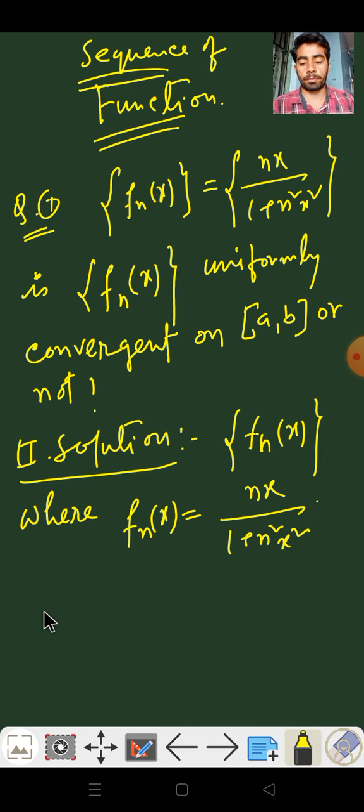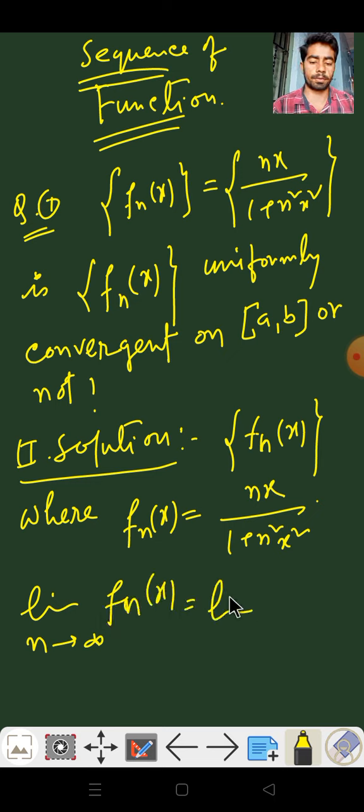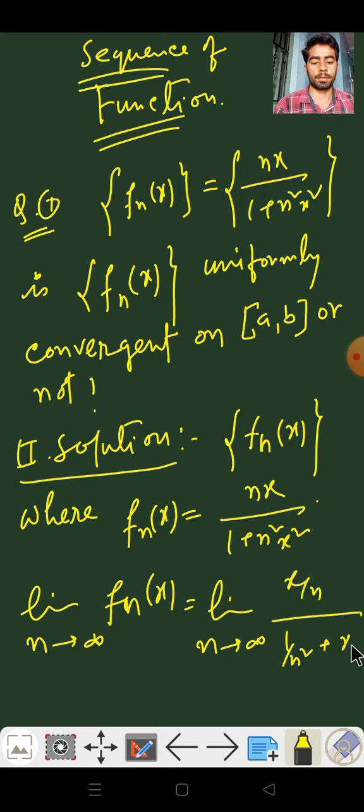Now we have to find the limit function, that is limit as n tends to infinity of f_n(x). If we divide the numerator and denominator by n square, we get (x upon n) divided by (1 upon n square plus x square), which equals 0. Therefore, the limit function f(x) equals 0.